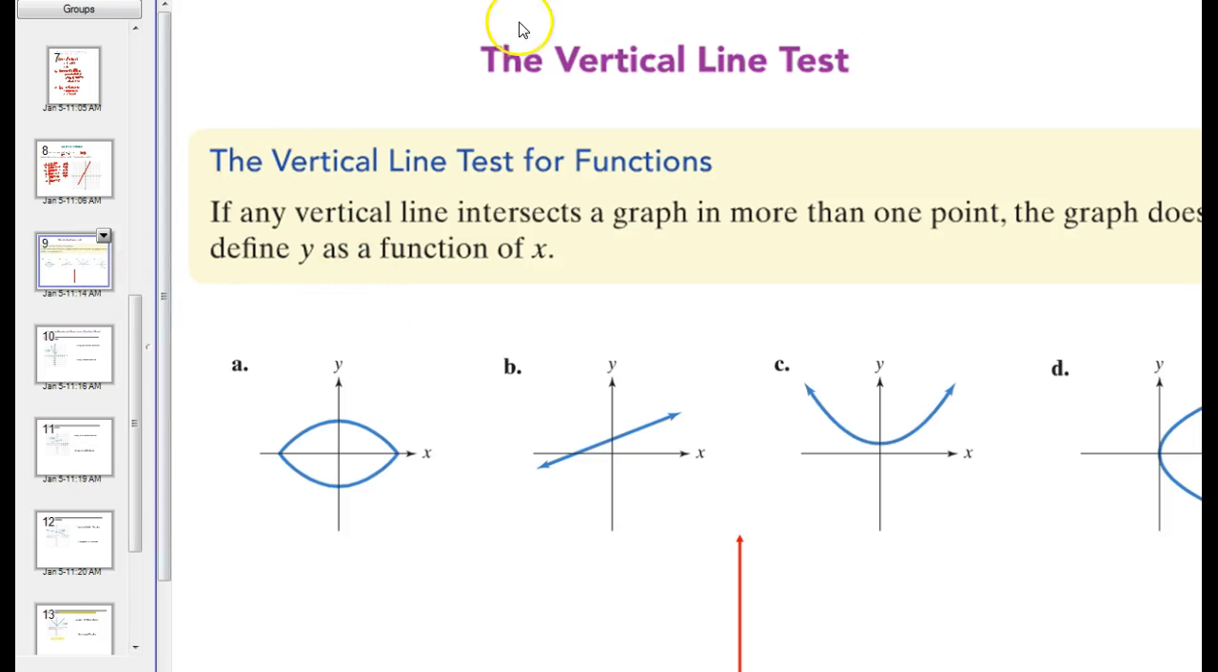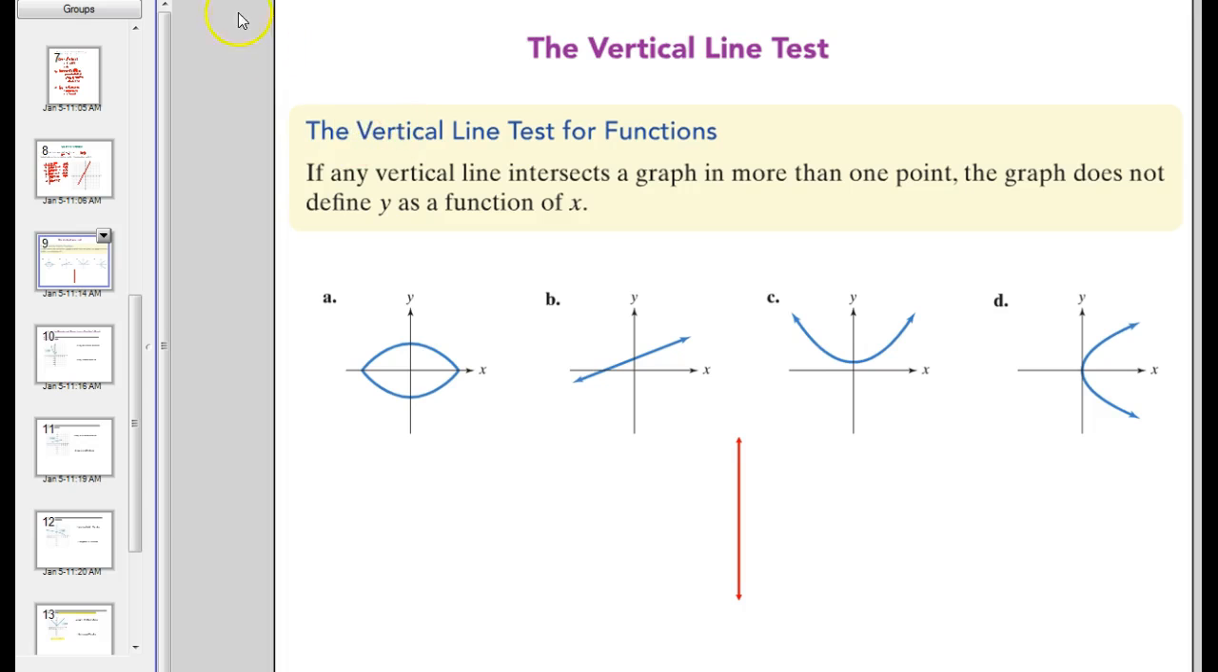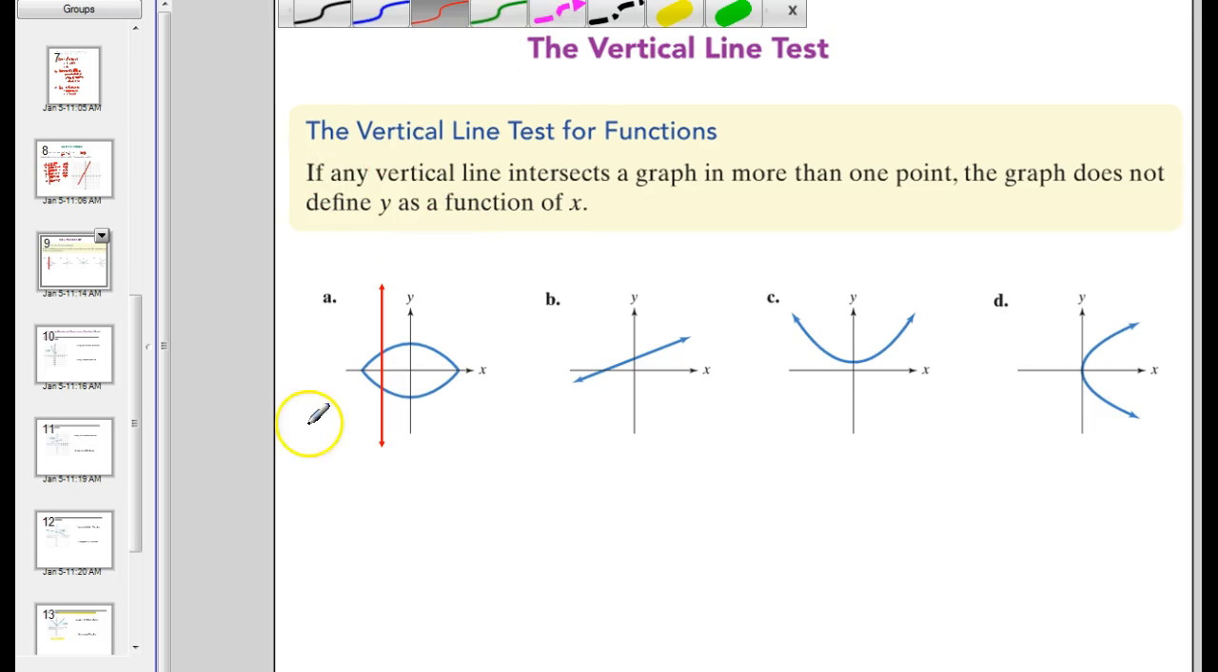Alright, the vertical line test. What the vertical line test says is if any vertical line intersects a graph in more than one point, the graph does not define y as a function of x. So if I take a vertical line and at any point on the graph we hit the graph, the blue part of the graph, more than once, then in that case y is not a function of x.